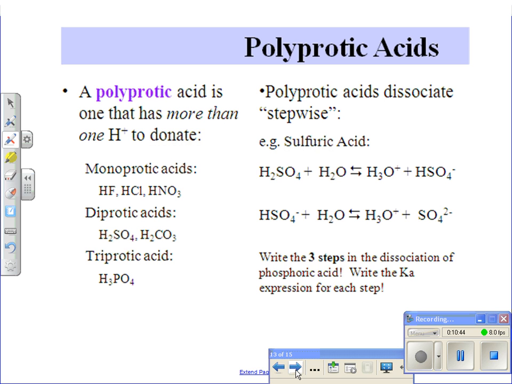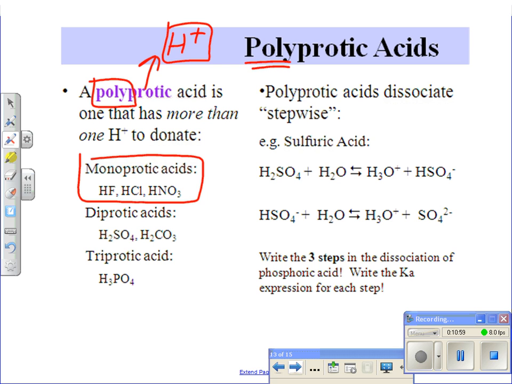A couple other key vocabulary terms for this chapter. Polyprotic. Protic refers to H+ or H3O+, which is a proton. Poly means many, so polyprotic acids have more than one H. Monoprotic acids, like HF, HCl, HNO3, only have one H that breaks off. A diprotic acid, di meaning two, like H2SO4 and H2CO3. We say that these acids dissociate stepwise: one H comes off at a time.